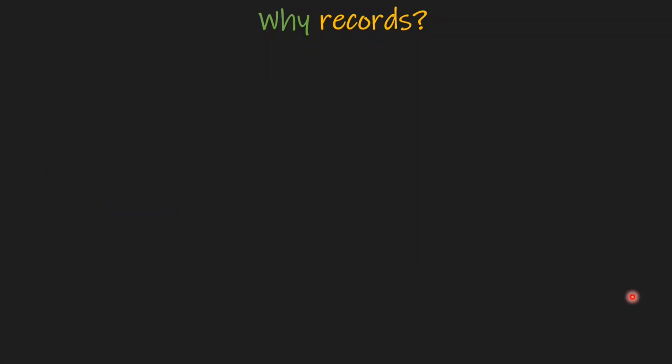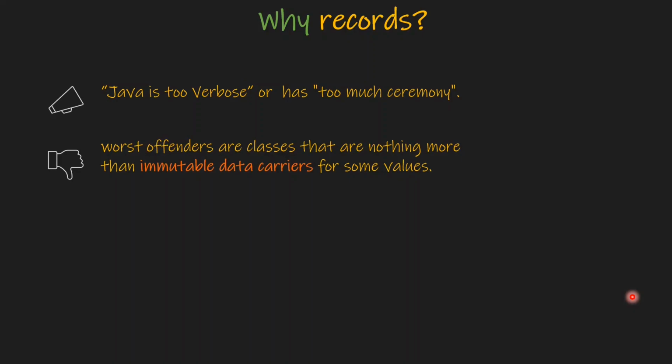Now let's try to understand why records. What was the motivation behind adding this feature in Java 16? One of the common complaints which Java developers have is that Java is too verbose, or it has too much ceremony code that needs to be written. And the worst offenders are the classes which are just there to carry some values between two methods. We can call them immutable data carriers.